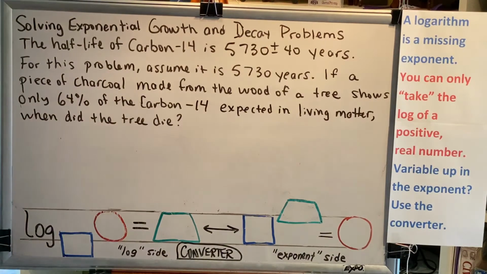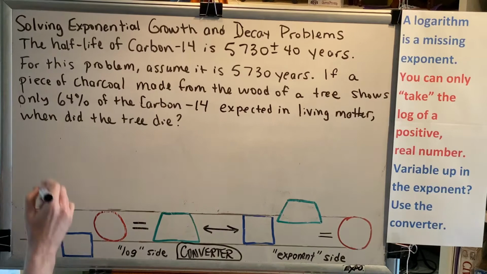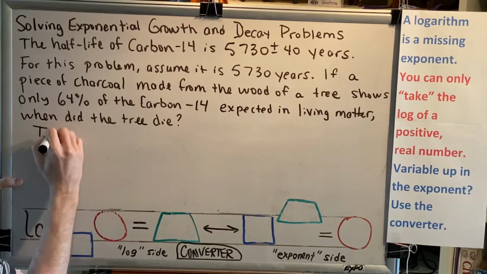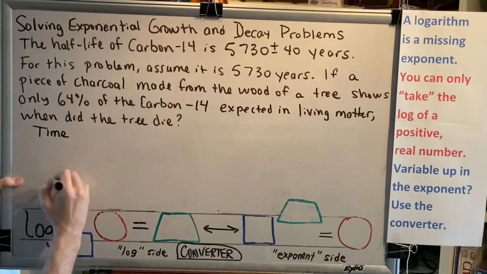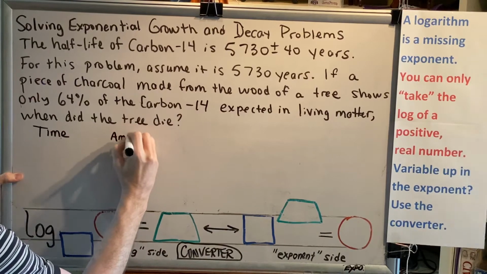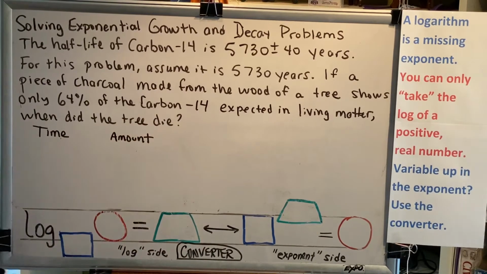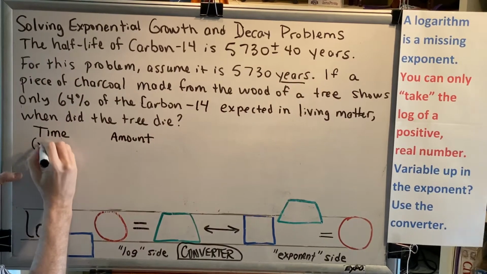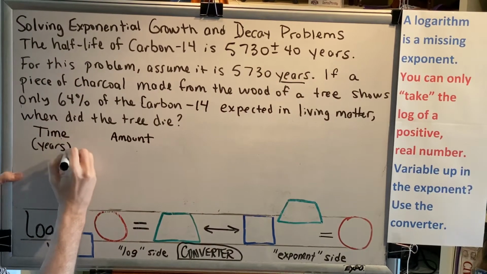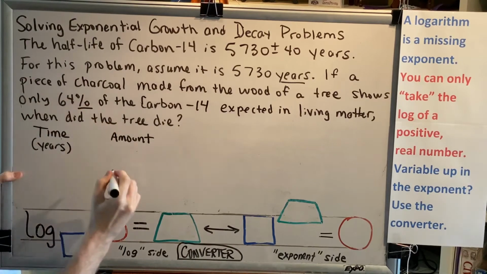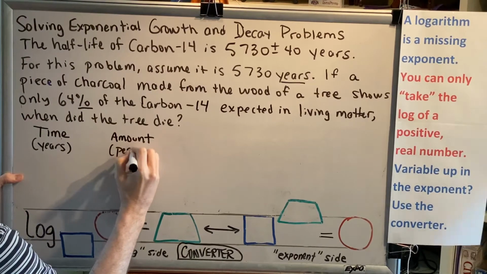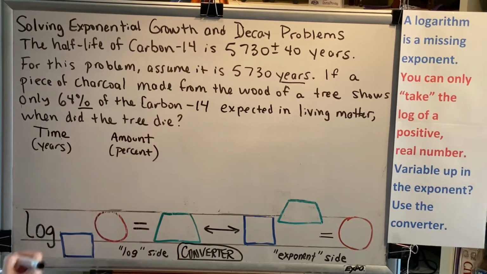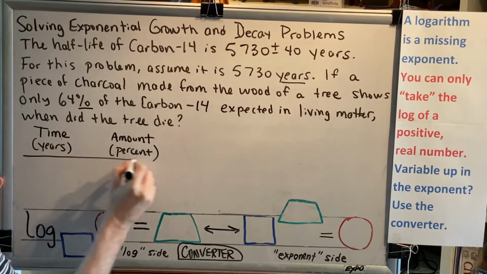So we're going to solve this problem using the short way first. We're going to set up a table where we have time as our column on the left and amount as our column on the right. Time is going to be measured in years because that's what it says in the problem. And amount is going to be measured in percent because that's what it says in the problem.